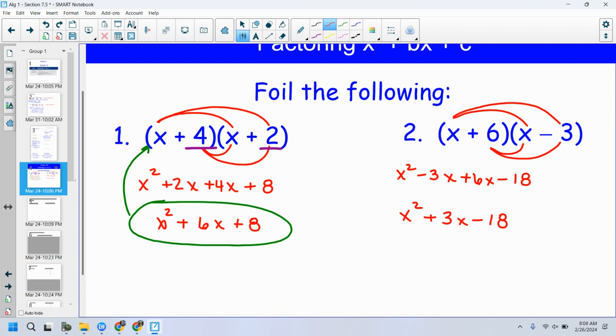Look at 6 and negative 3. Don't we multiply them to get to negative 18? Don't we add them to get to positive 3, taking into account the sign? 6 plus negative 3, didn't that get us positive 3? So that's what we're going to be looking for. Things that multiply to get you your last number and add to get to the middle number. That's how to get those two numbers and those two factors.